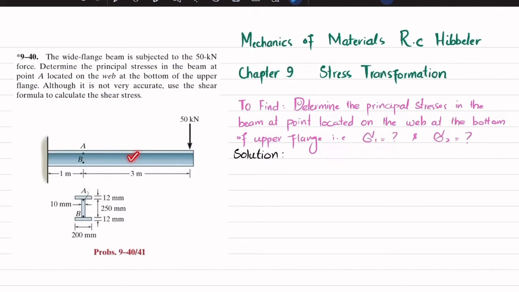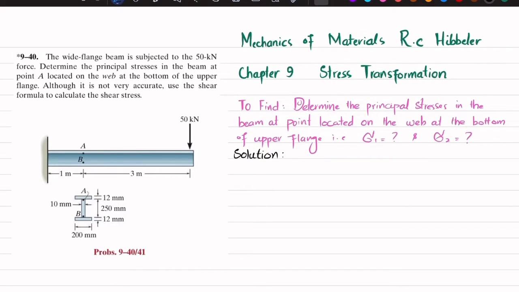So you can see this is a cantilever beam that is acted upon by a 50 kilonewton force at this end, and the cross section of this beam is shown, that is I beam, clear. And from here you can see these two are flanges, and this is what we call web. So you have been asked to find the principal stresses in the beam located on the web at the bottom of the upper flange, and this one is lower flange. So you have to find the principal stresses at this point A.